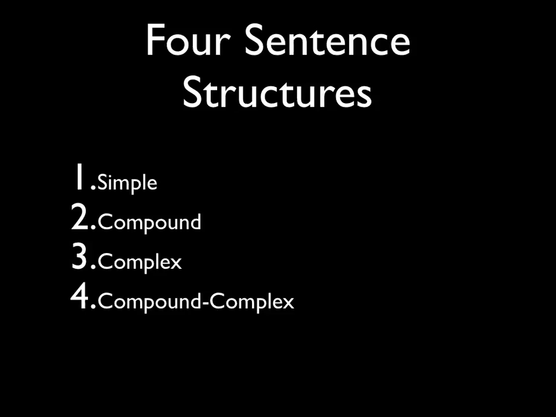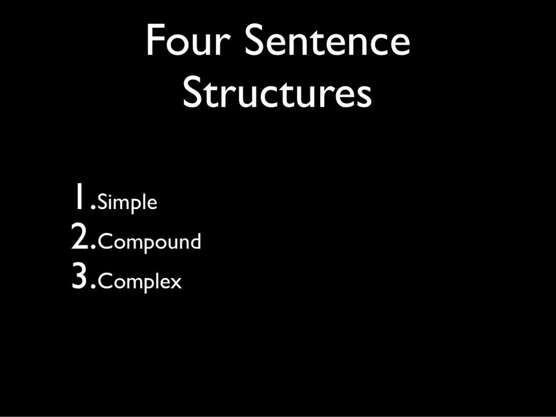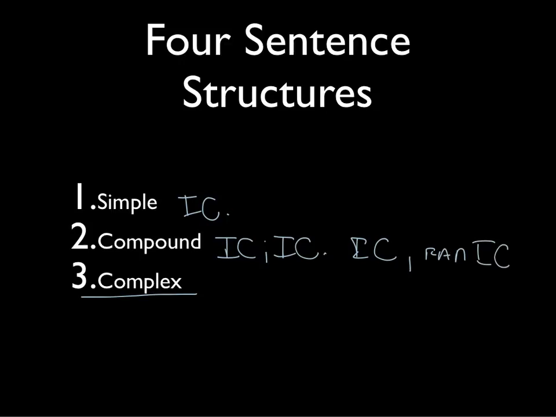So we've looked at simple and compound. Today we're going to focus on the complex sentence. So remember, for simple, we had 1 independent clause. For compound, we had 2 independent clauses, and then we had 2 different ways that you could combine them. We had a semicolon, or we had an independent clause, comma, fanboys, and then another independent clause.